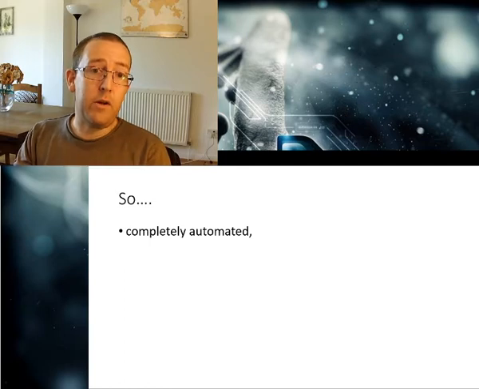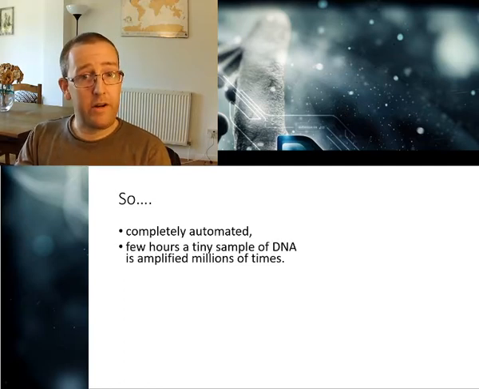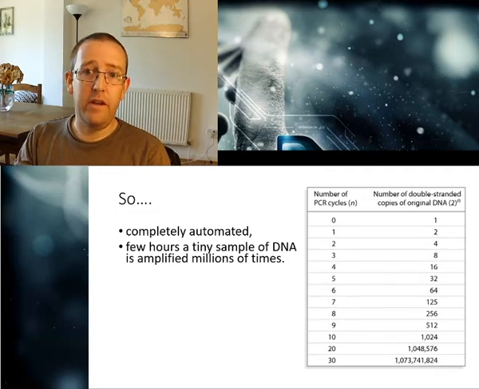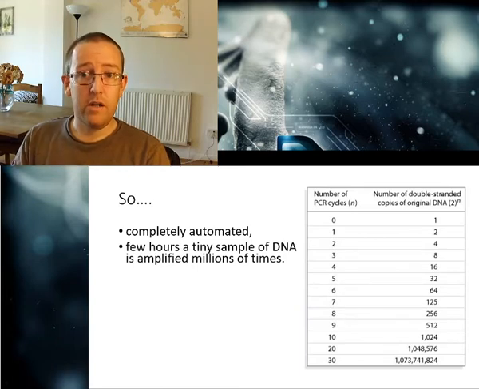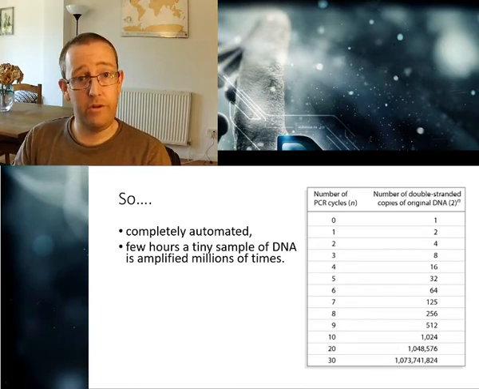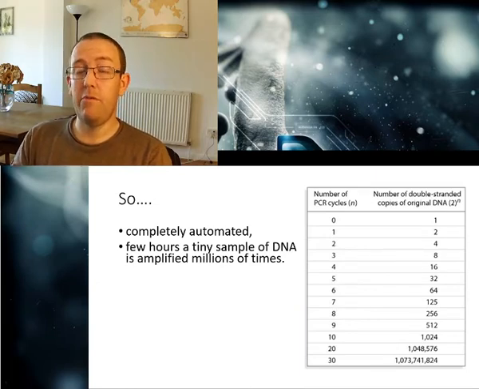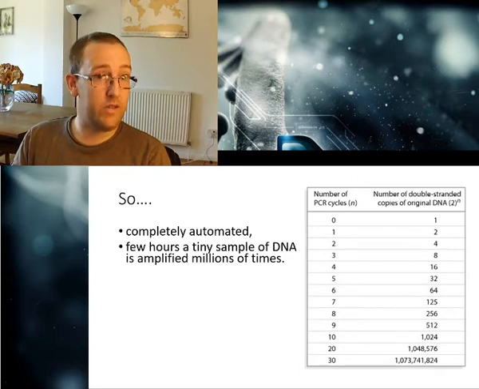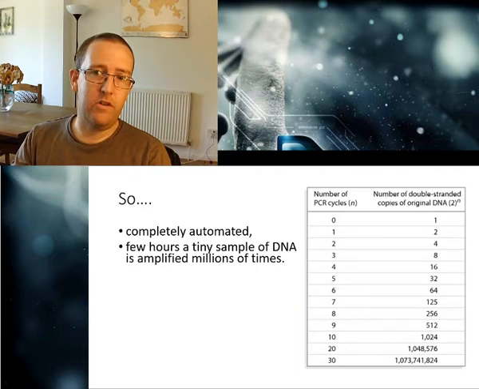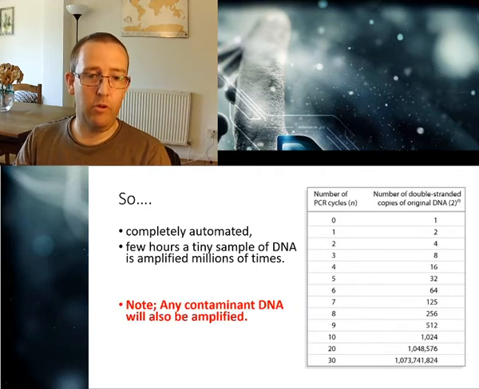It's completely automated. In a few hours, a tiny sample of DNA is amplified millions and millions of times. The little bit of maths that you could be expected to do is 2^n, where n is the number of generations, the number of PCR cycles. You started with 2, and then you use 2^n to work out how many copies of that DNA you end up with after a certain number of cycles. It's exactly the same maths you may remember using when calculating the number of possible gametic combinations when you did meiosis in year 12. So 2^n, simple use of exponentials, not tricky.